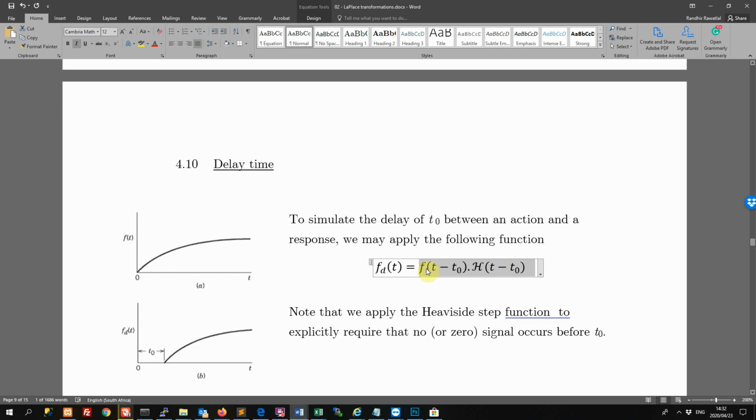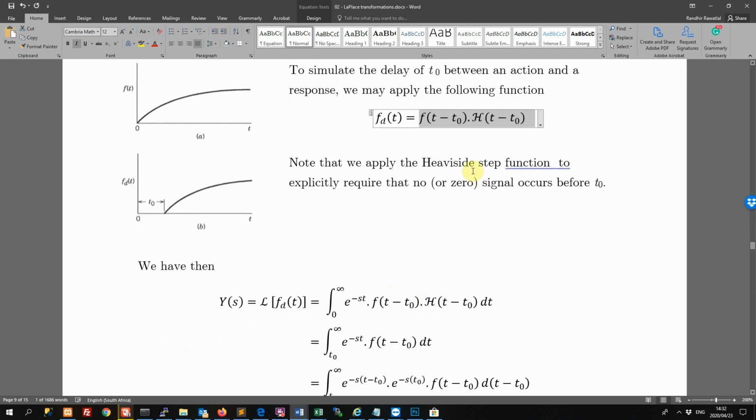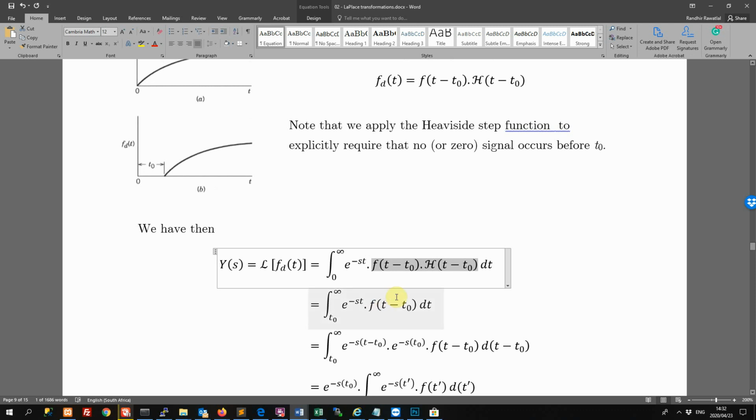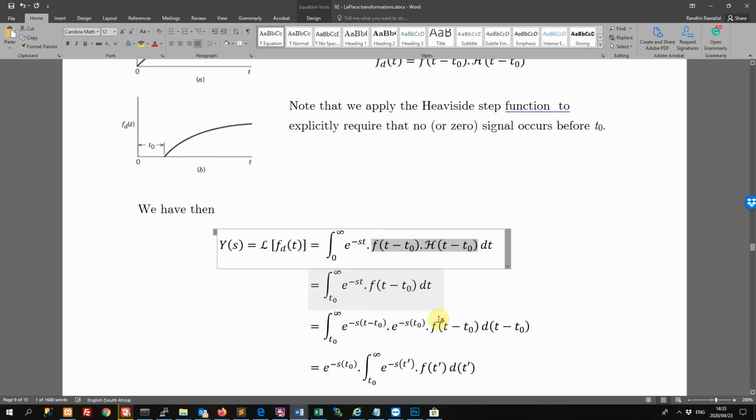Right, so that's delay. And now if we use this function in our transformation, we've just multiplied it here and multiplied by e to the minus st as normal. First off, we can see that this function is going to be 0 for all time before and equal to t naught. So instead of integrating from 0, we might as well start integrating at t naught. And then we don't have to worry about the step anymore. The step is only before t naught. So we've got this delay.